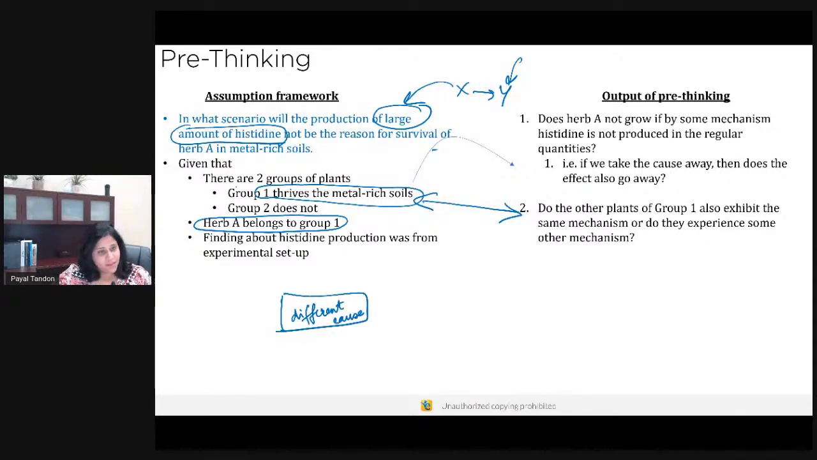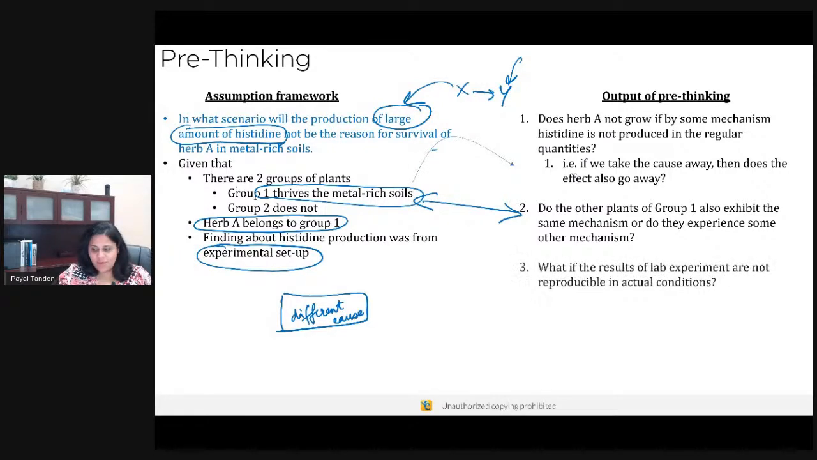The third way in which I could do this is I could hinge upon this experimental setup. This thing was figured out in an experimental setup. What if in the actual conditions, this same effect is not reproducible? The results of lab experiments are not reproducible in the actual conditions, right? In that case also, my conclusion is going to break.